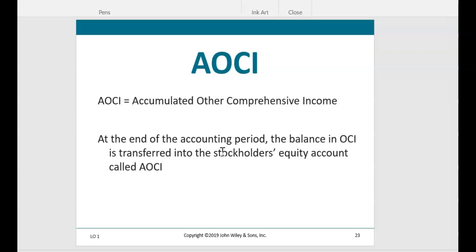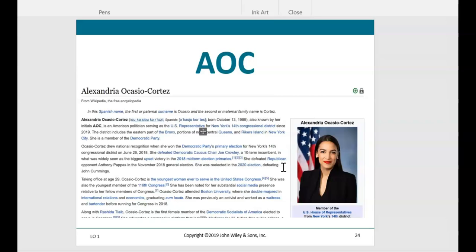AOCI is accumulated other comprehensive income. Remember, at the end of the accounting period, the balance in OCI is transferred into the stockholders' equity account, AOCI. And of course, this is not to be confused with AOC, a member of the House of Representatives.